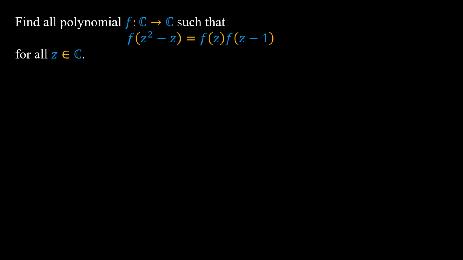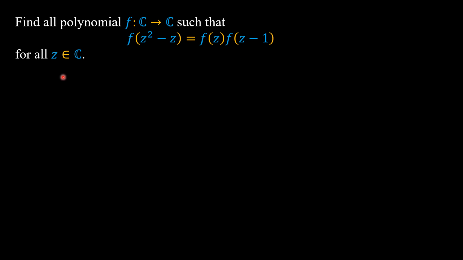Hello everyone. In this video, we are going to find all polynomials f mapping complex numbers into complex numbers such that f(z^2 - z) equals f(z) times f(z - 1) for all complex numbers z.